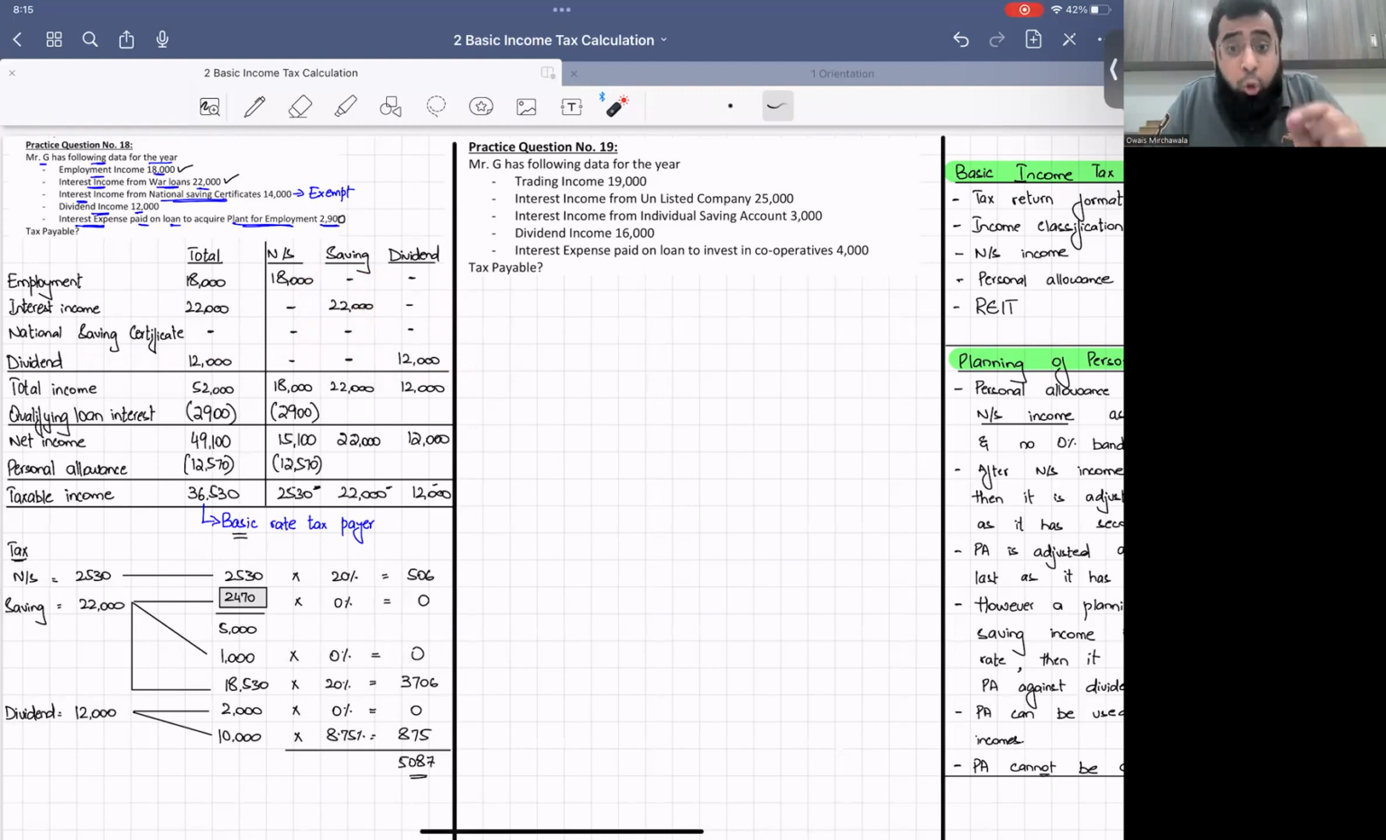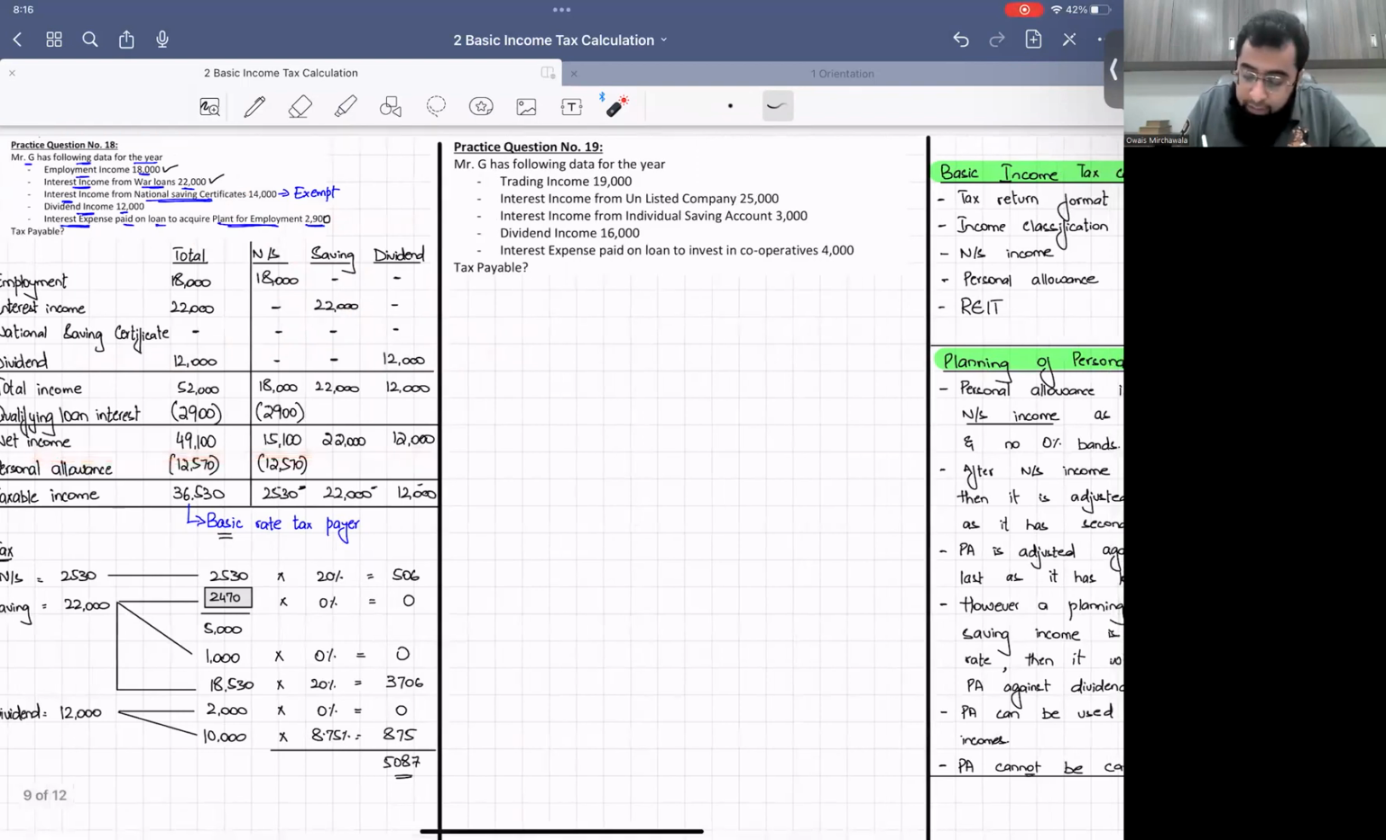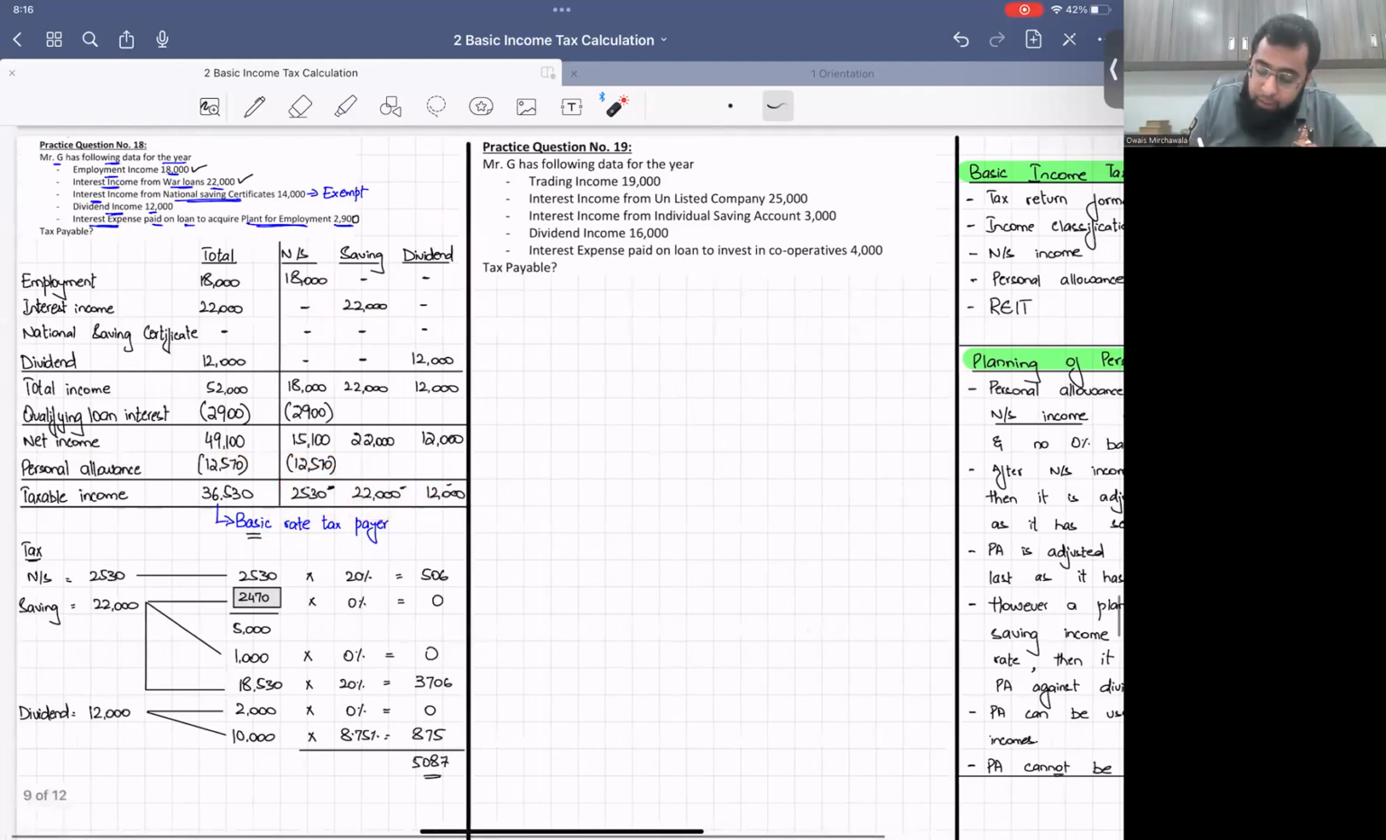Qualifying loan interest expense. Loan to purchase plant for employment. It's a qualifying loan interest expense. You adjust it from total income. We arrive at net income. We adjust the personal allowance to get the taxable income. Is it clear? Now let's charge tax on it.